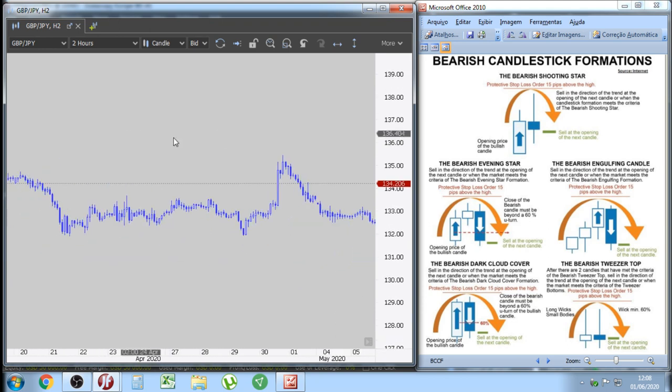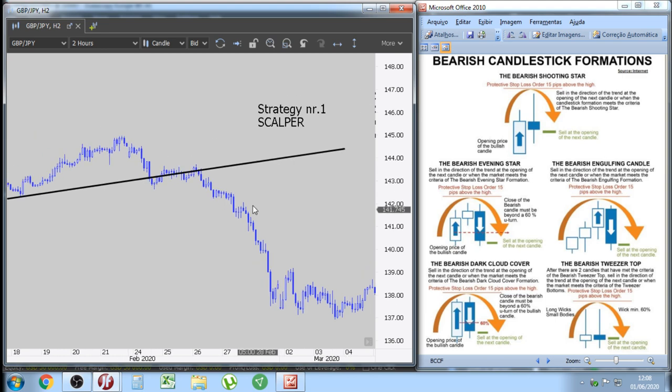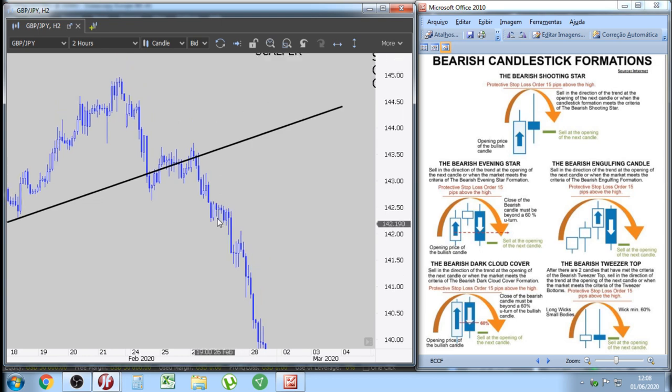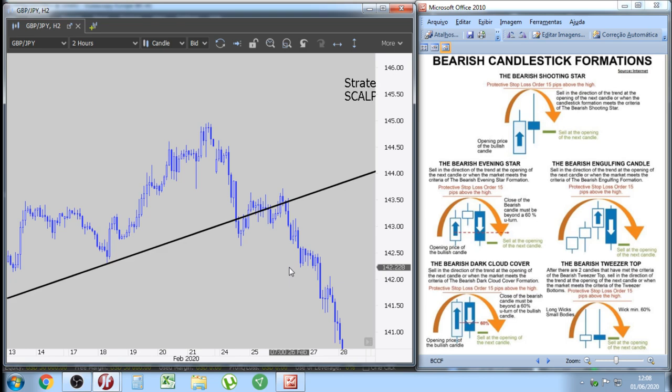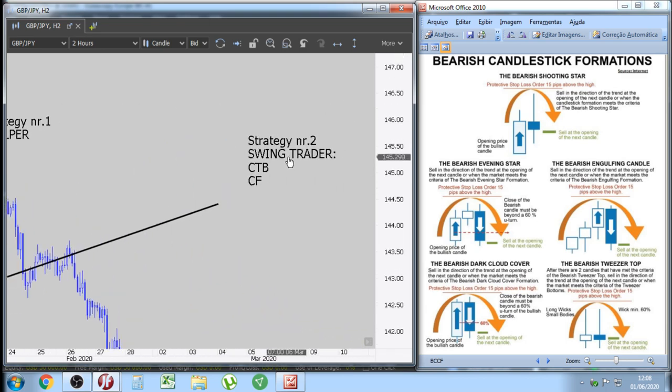Not on this pair. Okay, no problem. Scalper, yes, there is no right or wrong, everybody. You can be a scalper, news trader, position trader, day trader, swing trader, whatever you want. And what we're going to do today is talk about bearish candlestick formations.